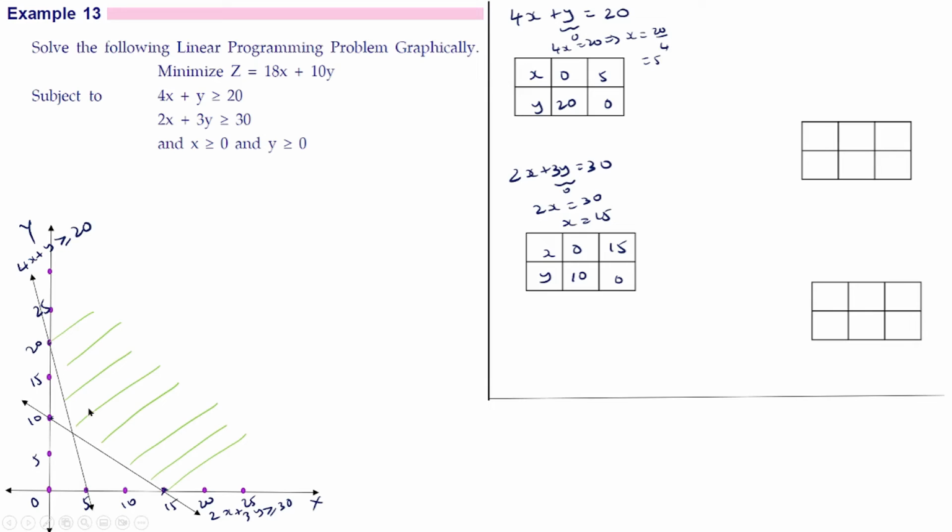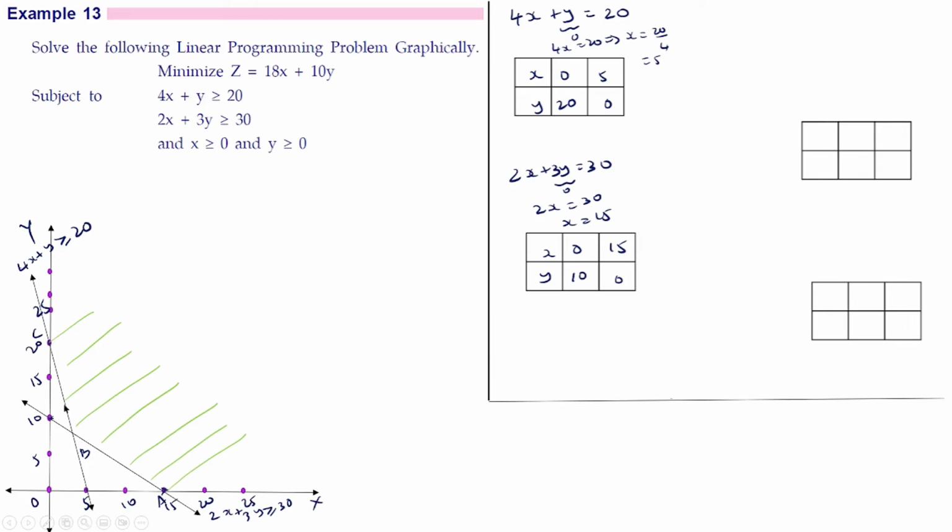And now we have to identify the corner points. Let us mark this as A. This is the corner point A, this is B and this is C. Now we know the corner point A is 15, 0 and corner point C is 0, 20. Now if you want to find the coordinates for B, if we draw it on a graph sheet, we may get the coordinates for B directly. Even otherwise, B is the point of intersection of these two lines. So if we solve these two equations, we will be able to get the coordinates for B.